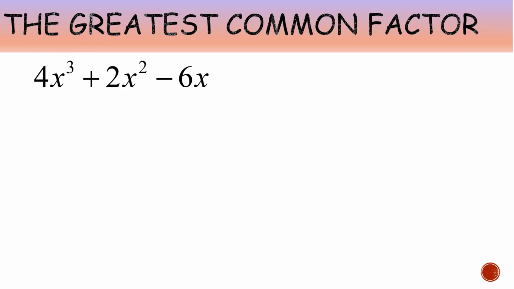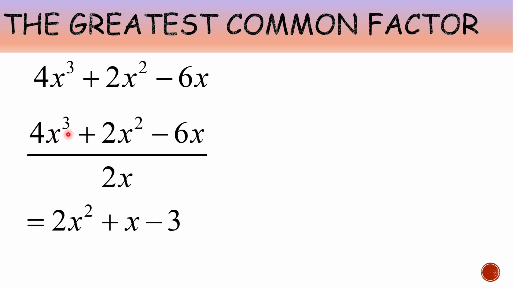Here are three terms. We need to find a common factor, but we need to find the greatest common factor. If we look at the numbers, we see the common factor will be 2. It will be the greatest common factor. If we look at the powers, we notice it must be the one with the smallest exponent. So this will be one factor. To get the other factor, let's take our trinomial and divide by 2x.